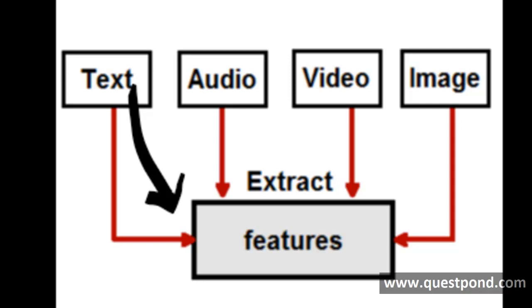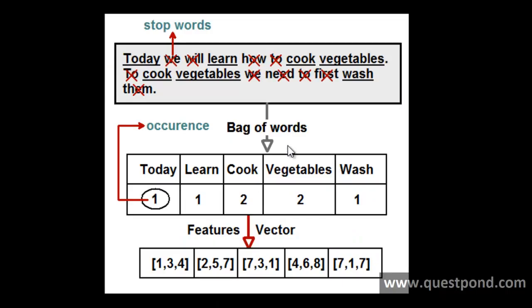Now there are lots of time-tested mechanisms available to extract features. For example, the simplest mechanism available is BOW, bag of words. Bag of words is a process by which we can extract features from free text. You can also think of it as a simplifying representation of words for a big textual document. For example, here I have a two-line textual document which says, today we will learn how to cook vegetables. To cook vegetables, we need to first wash them.